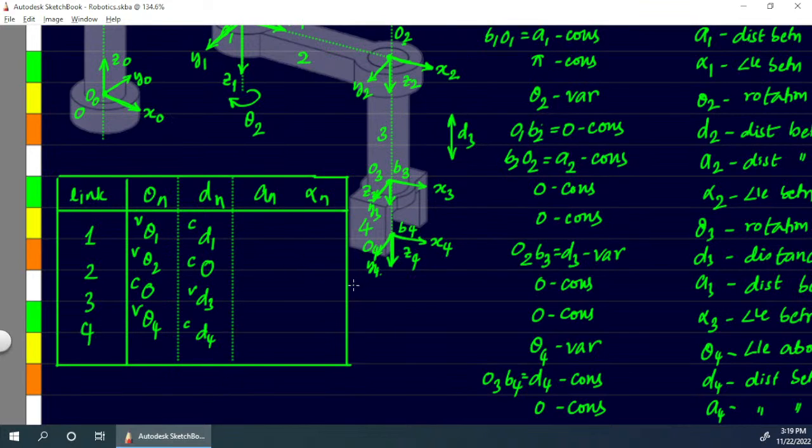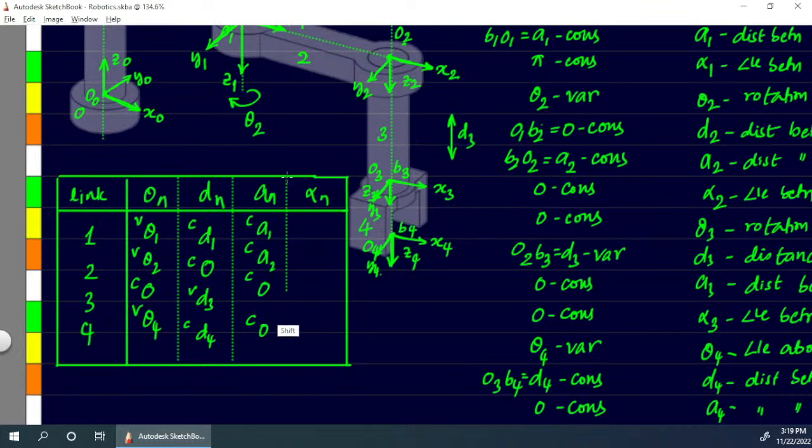And let's take the values of a one by one. So a1 value is constant, and a2 value is also constant, and then a3 value is 0, which is fixed at constant, and then a4 value is also 0, that is fixed at constant.